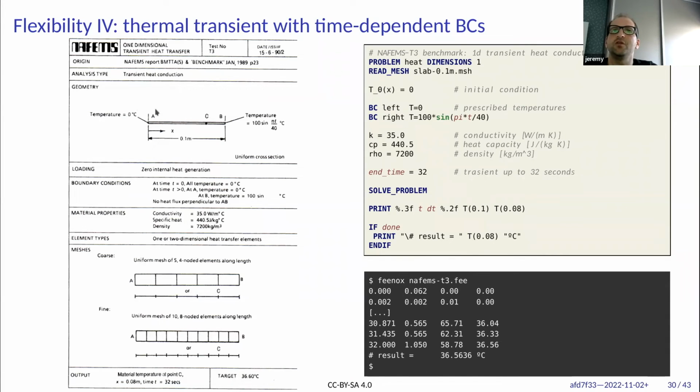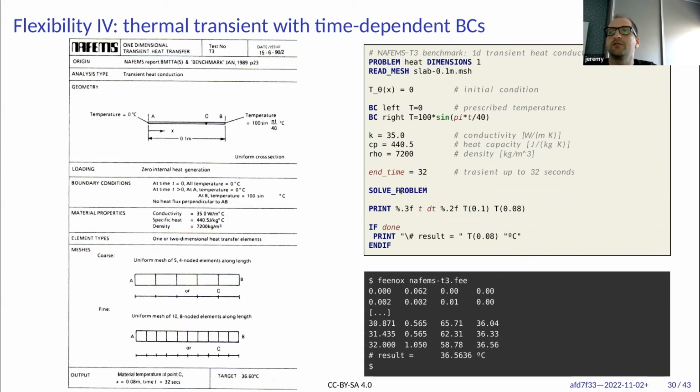Boundary condition: T equals 0 at left, and this expression at right. The conductivities and the material properties are here. The end time is equal to 32 because the output is the temperature at point C, which is located here at 0.08 meters at 32 seconds.